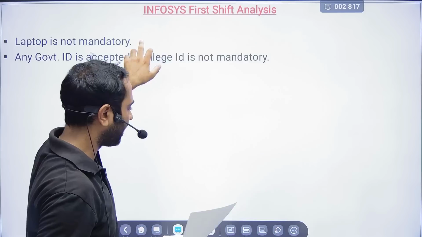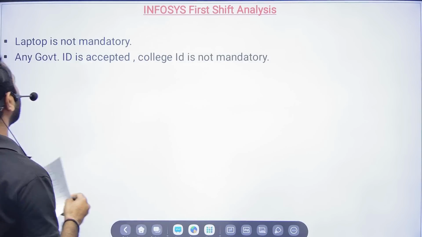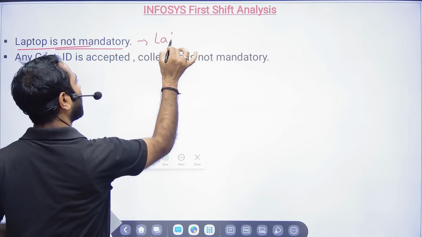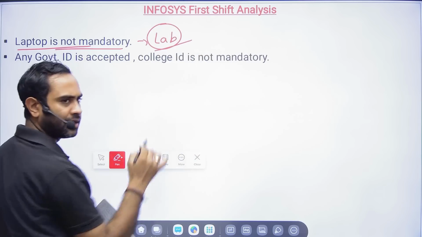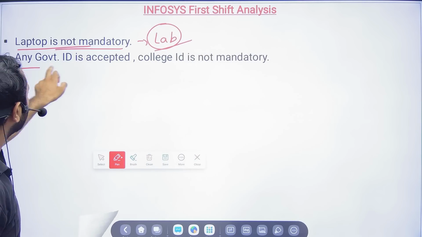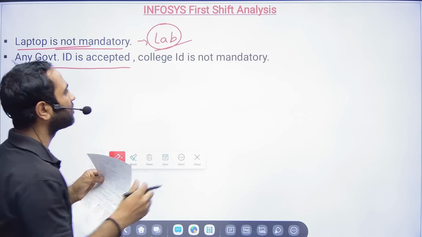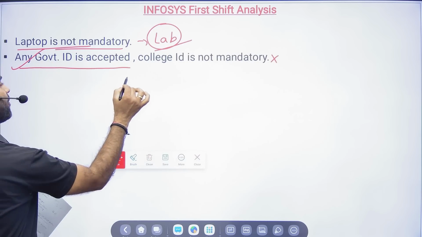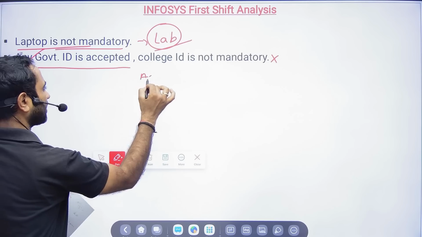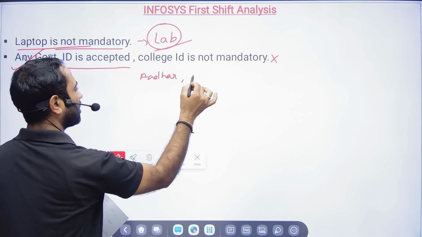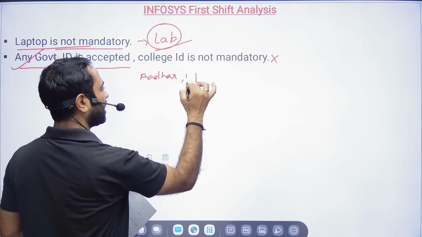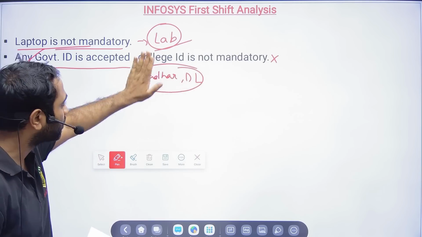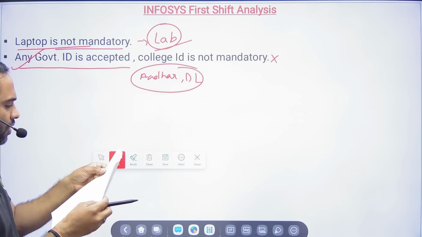Now next, friends, laptop is not mandatory. The exams are happening inside the lab, so laptop is not mandatory. Then any government ID is accepted. College ID is not mandatory. Any government ID, like Aadhaar card, or if you have a driving license, DL. These basically have your photo and address both, so this is actually required.